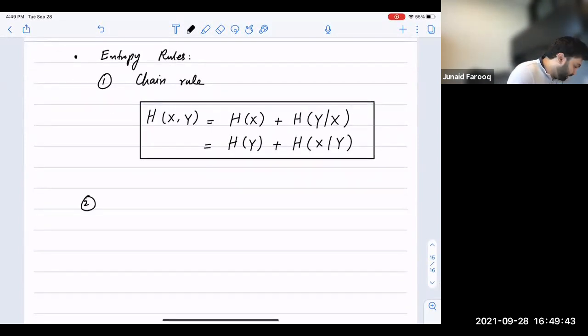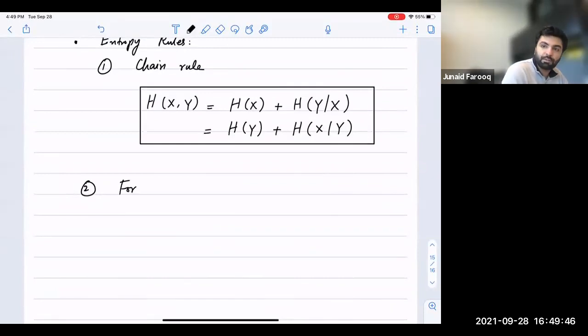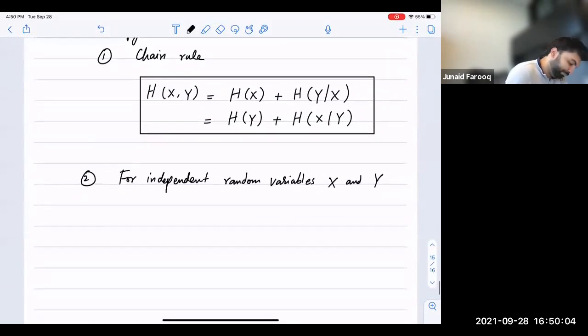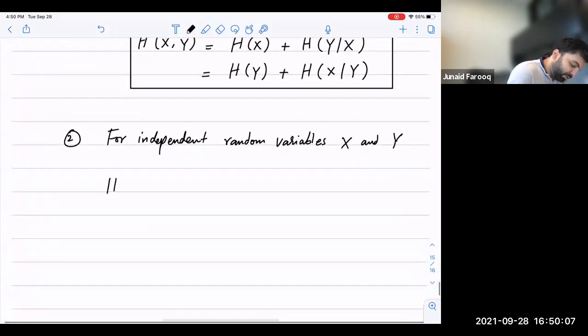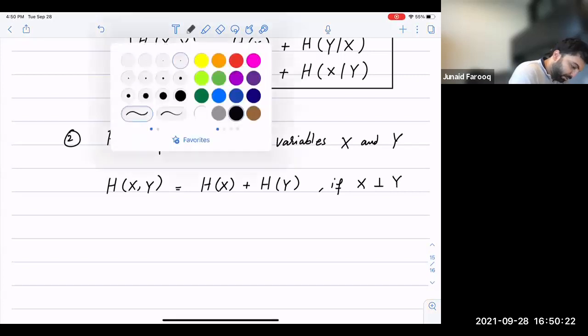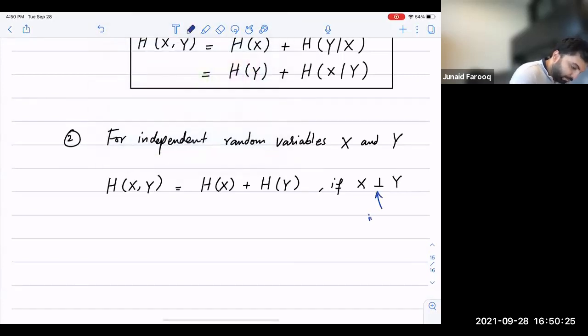Now, for two independent random variables x and y, the joint entropy h of x, y, as we've mentioned already, is h of x plus h of y, if x is independent of y. Remember, this is a symbol for independence.